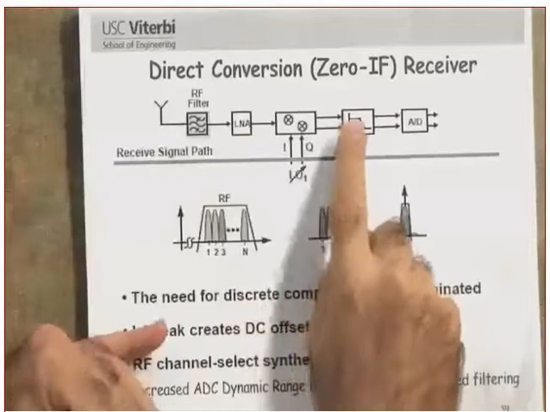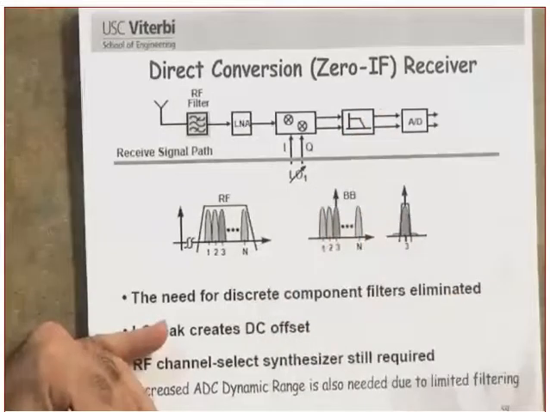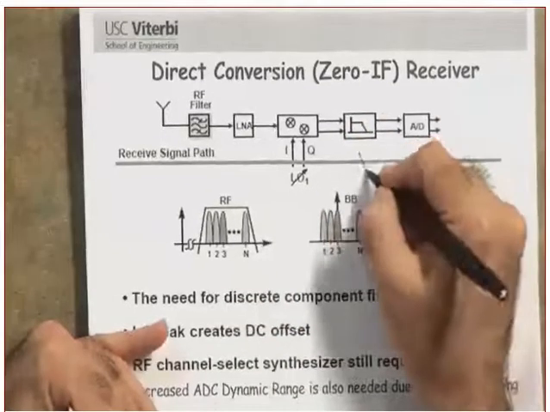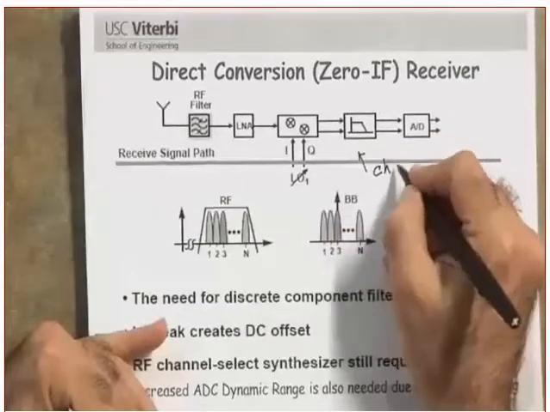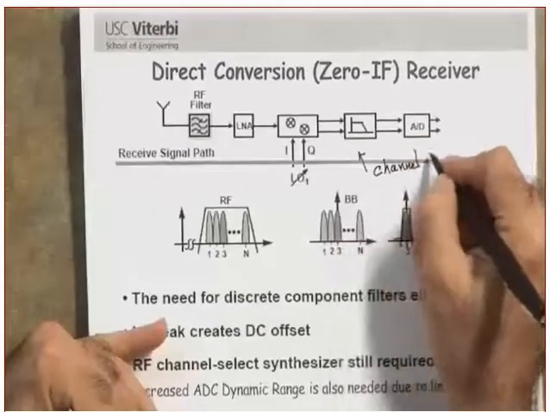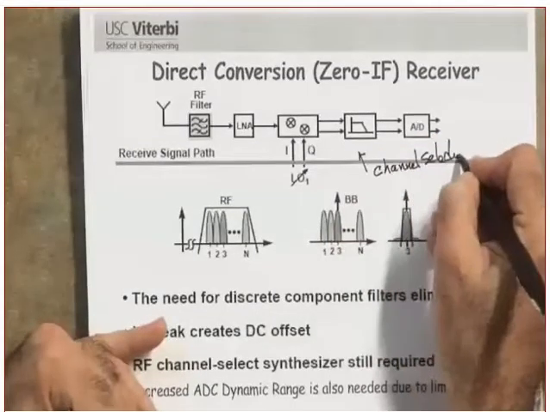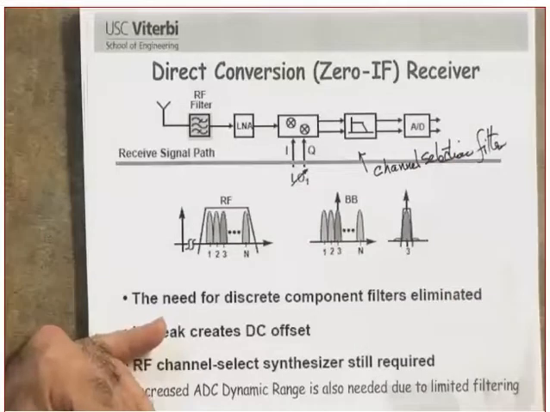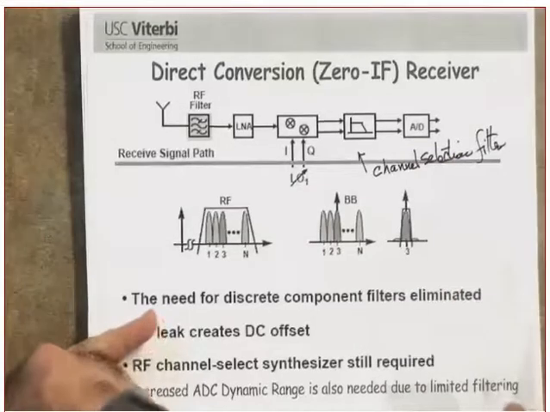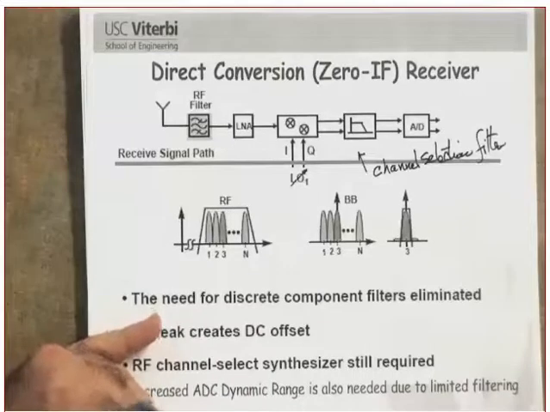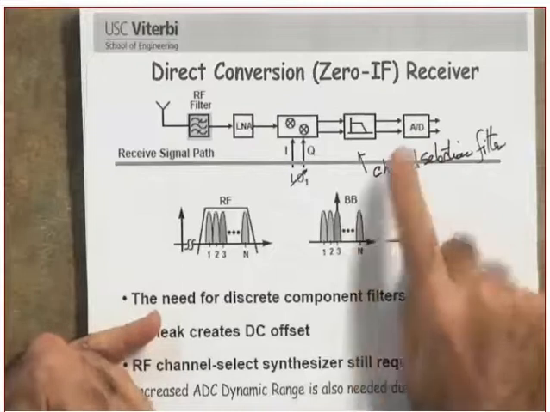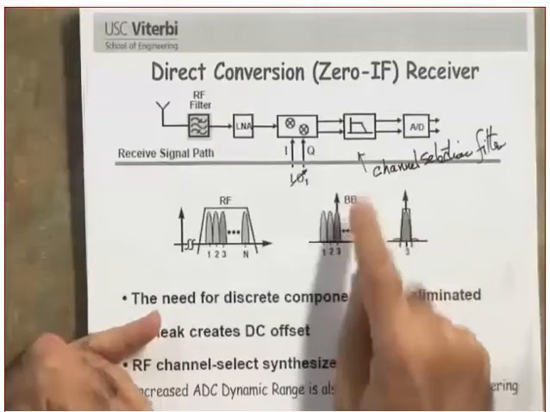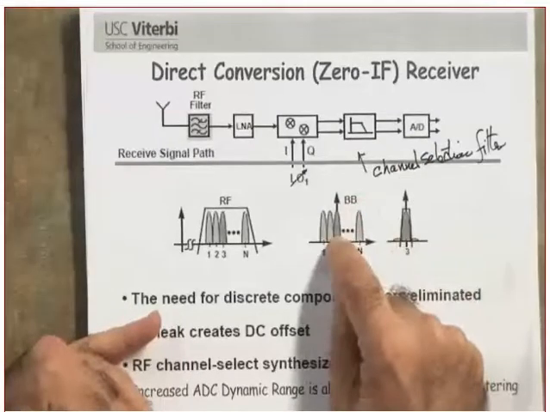What is this one called? That's the channel selection filter, which means the channel selection is done in baseband. It is easier to design a low pass filter than a band pass filter, and that's much easier to do. So in the baseband, you are going to select only the desired channel.